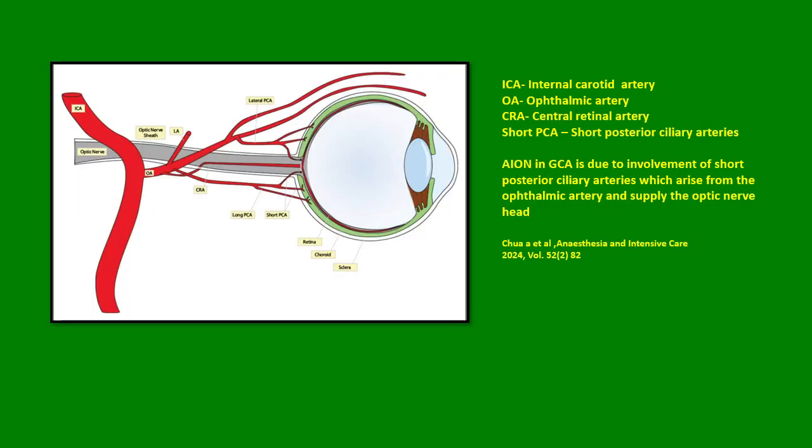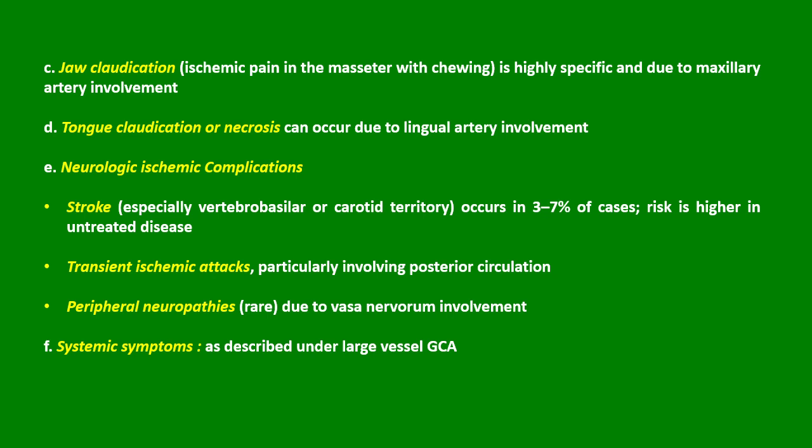AION in GCA is due to involvement of the short posterior ciliary arteries, and these arise from the ophthalmic artery and supply the optic nerve head, as is shown in the figure. Other features include jaw claudication due to ischemic pain in the masseter muscle with chewing, which is highly specific and due to maxillary artery involvement. Tongue claudication or necrosis can occur due to lingual artery involvement.